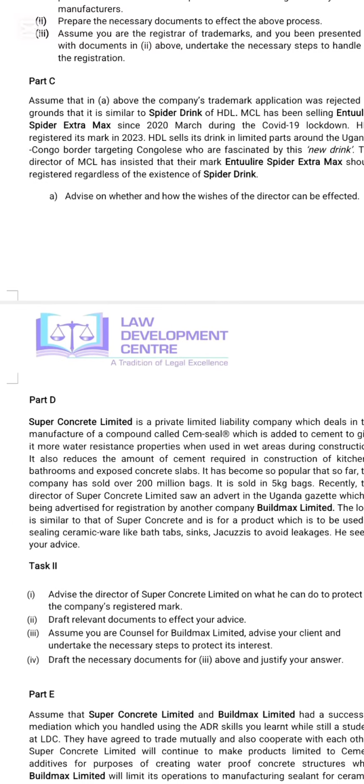So basically here we have what we can call permitted use, where you get permission from the registered person to use that same name, because you can get permitted use under section 49 of the Act.